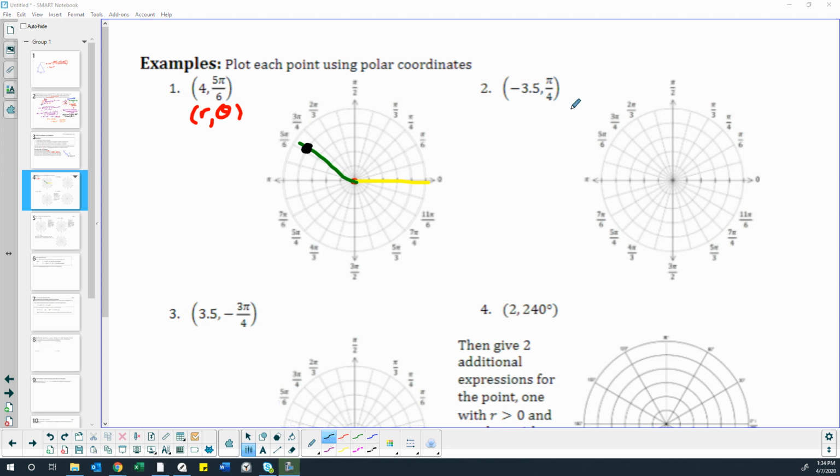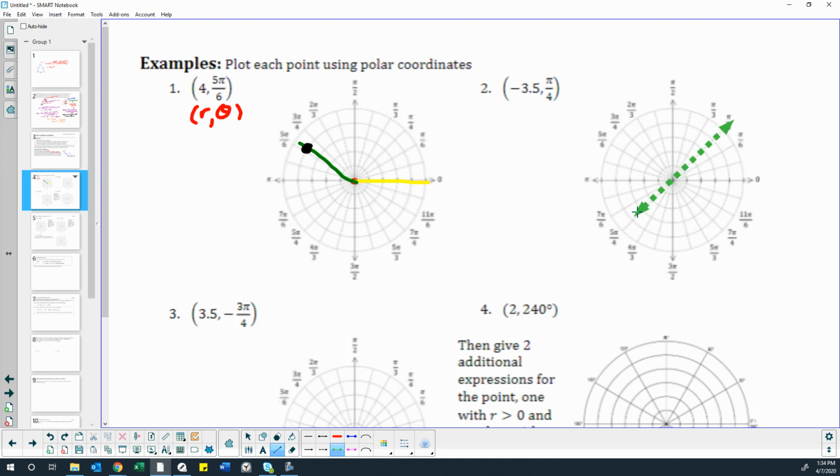All right, example number 2, our radius is negative 3.5, angle pi fourths. So again, we're going to start at our pole, our polar axis, rotate around to pi fourths. That puts us at this line right here. Let me get a straight line drawer. I think that will help a little bit. So technically our pi fourths angle is right in here.